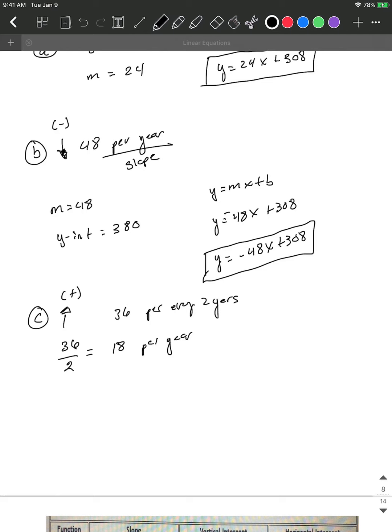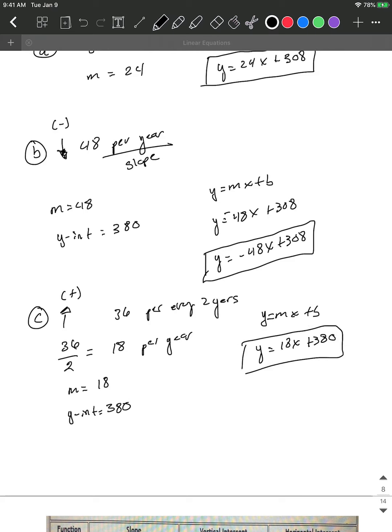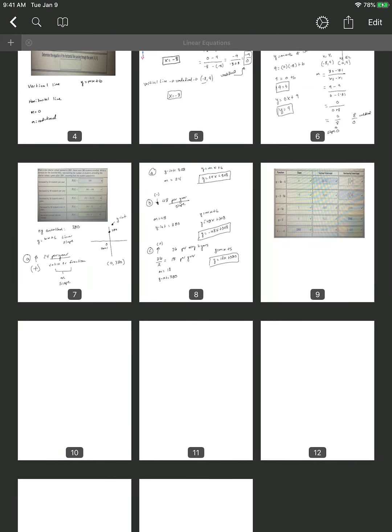So now we know the slope overall. Our slope is equal to 18. We know our y-intercept, which will be 380. And then remember y is equal to mx plus b. y is equal to 18x plus 380. That is our equation of the line.